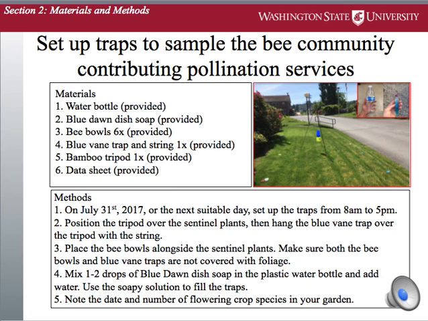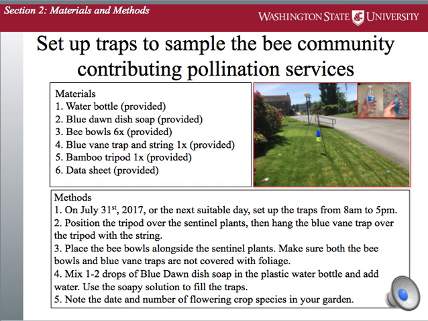So the next thing you'll do will be to set out your bee bowls alongside your sentinel plants, and I envision that if the tripod is set up in the row, then the bee bowls are set up in the alley alongside of the sentinel plants. And again, make sure that the bee bowls are visible, as they need to be visible for bees to see them and then to get trapped in them.